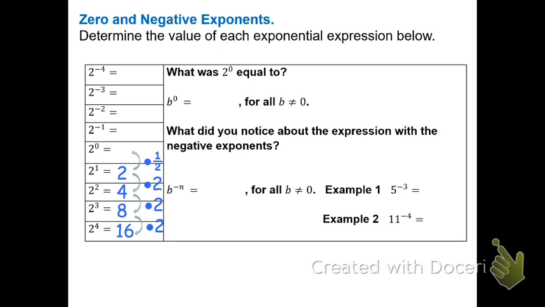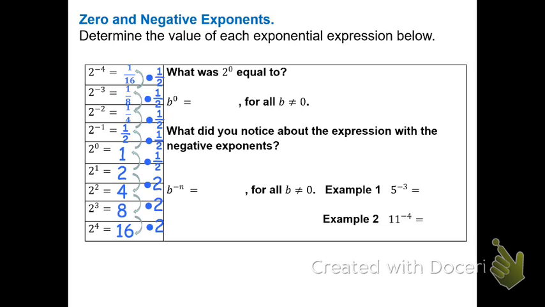So half of 2 would become 1. 2 to the 0 power is 1. To find 2 to the negative 1, we'll take 1 and multiply by half again. Half of 1 is half. 2 to the negative 2 becomes half of a half, which is a fourth, and so on. Now look for a pattern as I start filling in the other ones. Do you see a pattern to the negative exponents?